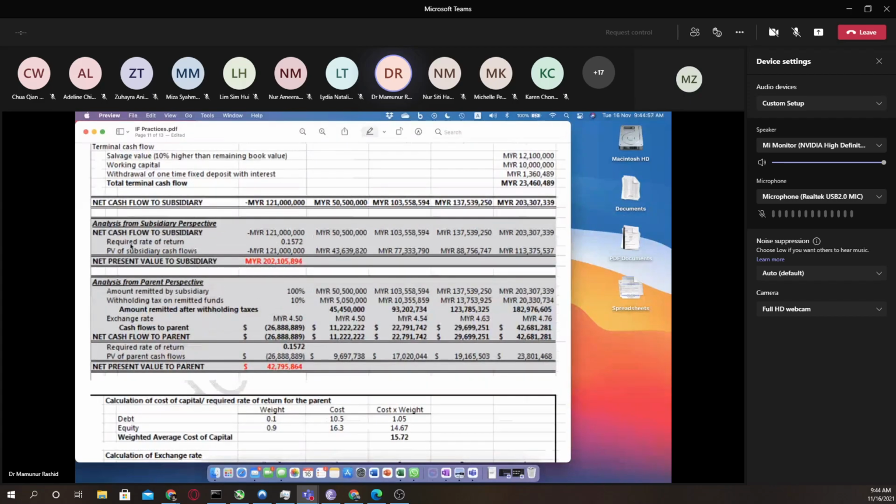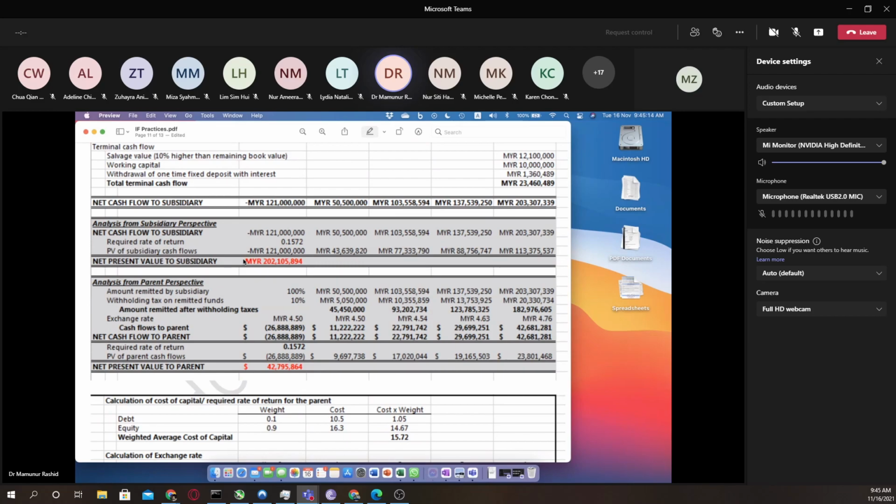Required rate of return, cost of capital is 0.1572, means 15.72%. And this will be repeated for all the years. They have only shown it in year 0, and for the rest of the years, it will be the same cost of capital.